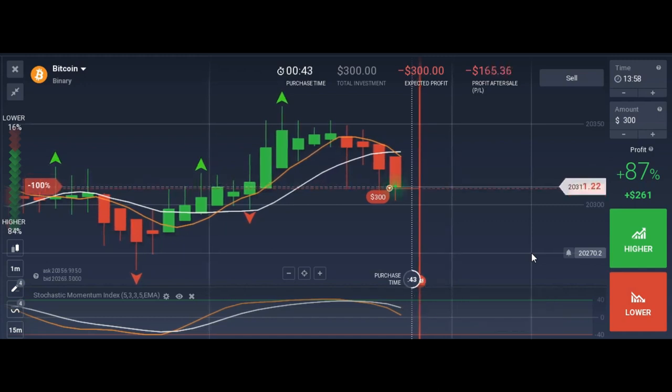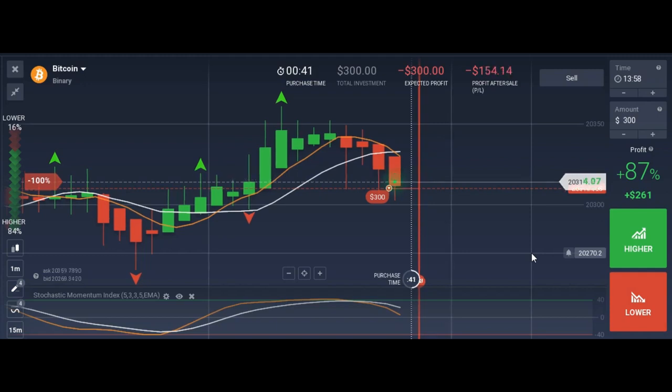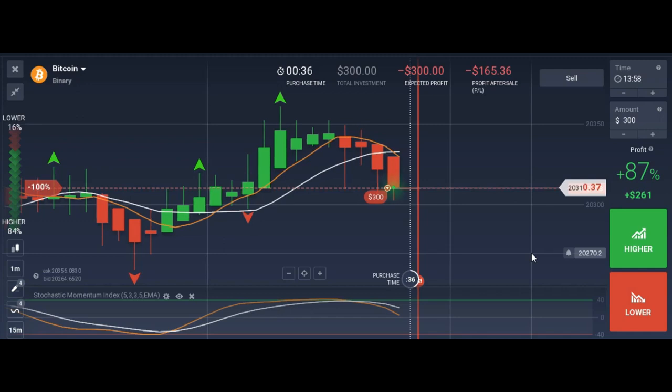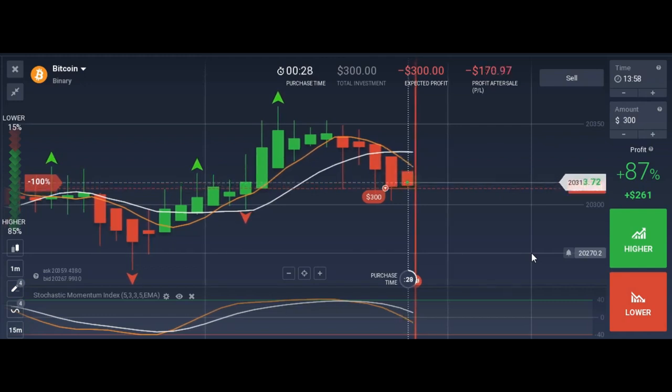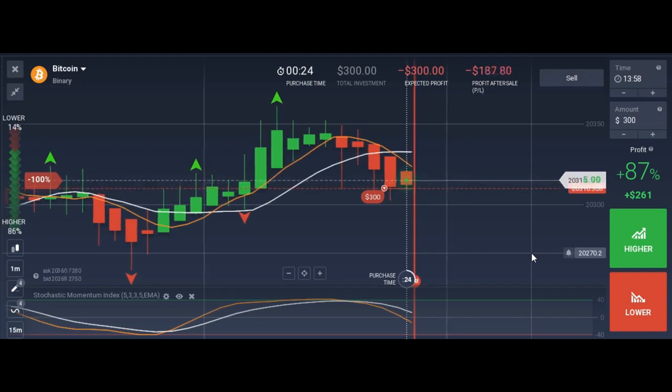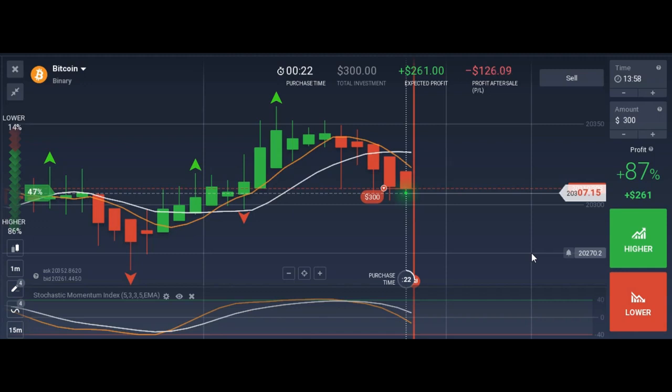Finally, our final confirmation appeared. The orange moving average crossed the white moving average from top to bottom. There we made the sell in 2 minutes. It could also have been 3, but I think 2 is fine.